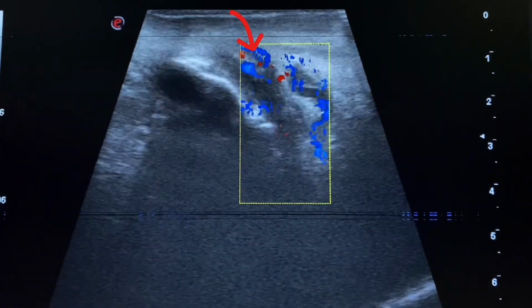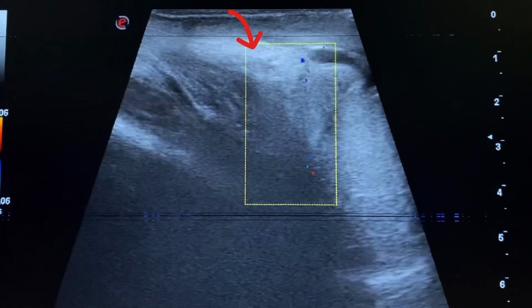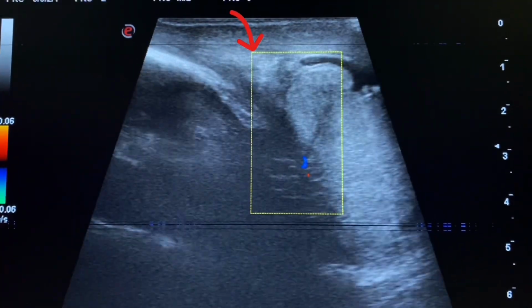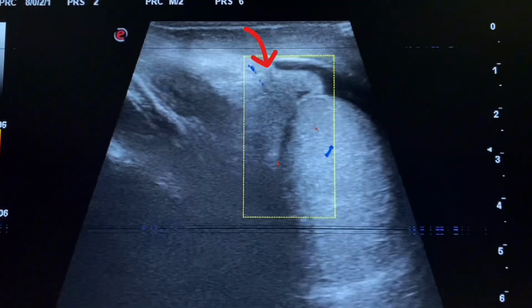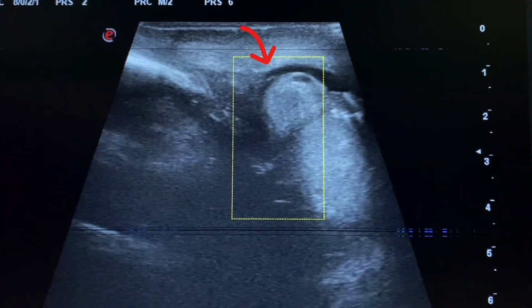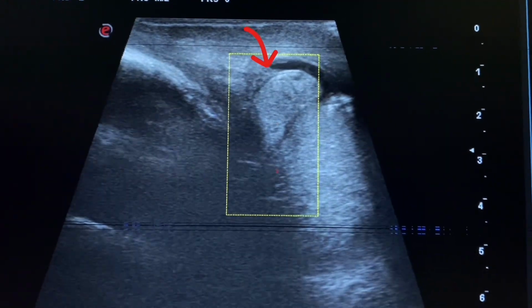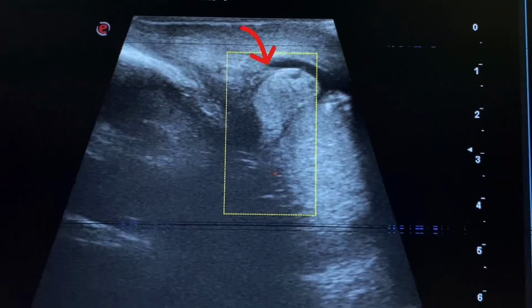Here we see the increased flow in the pampiniform plexus. This is epididymis, which also shows heterogeneous texture and increased echogenicity. Normally, its texture is also less echogenic.